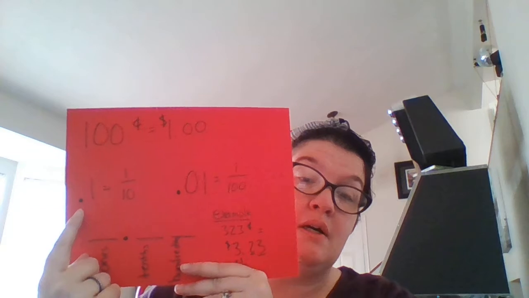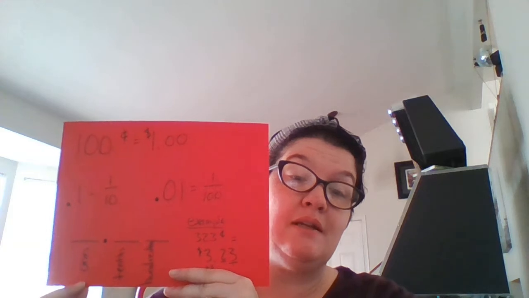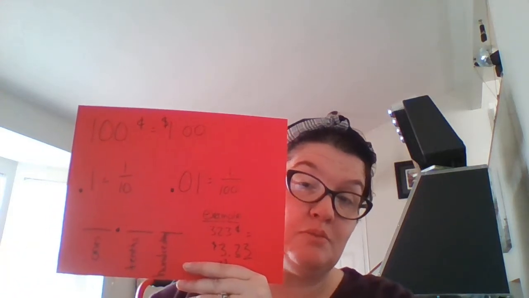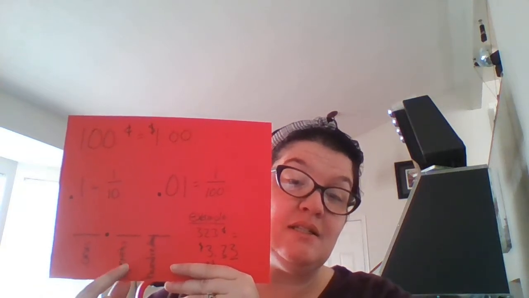Decimals go the opposite way of our place value on this side. On this side you would have ones, tens, hundreds, normal, right? After the decimal, we start with tenths, that TH at the end, tenths and hundredths. That's all we're working with this week, tenths and hundredths.